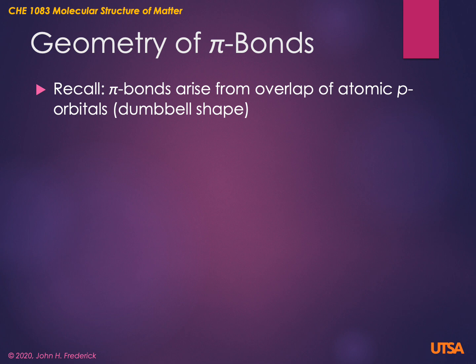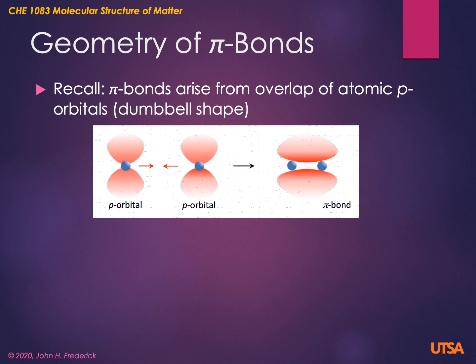Recall that pi bonds arise from the overlap of two p orbitals. So it looks something like this. We have two p orbitals that approach one another. They are vertically aligned in the case of this picture, and they are parallel to one another. They have to be in order to make the pi bond. If they're not arranged in parallel tandem with one another, they can't make the pi bond.